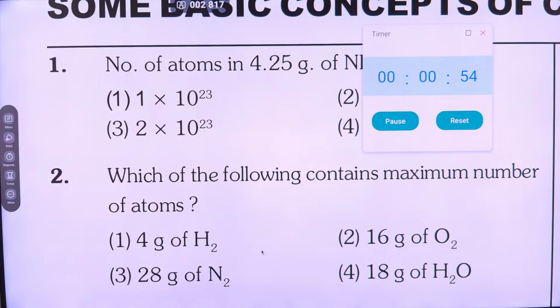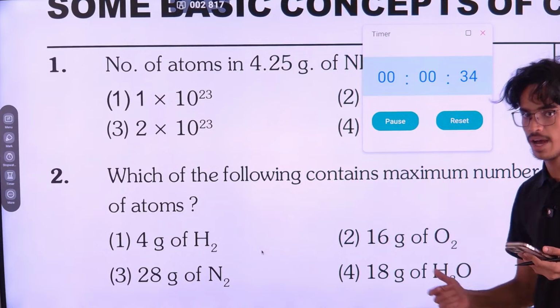Which of the following contains maximum number of atoms? Tell me, Priya Jyoti, whoever is available. Question number 2, 1 minute is their time. If you are watching recording and you need more time, just pause it. But try to calculate your time, the marks at the end of the session.